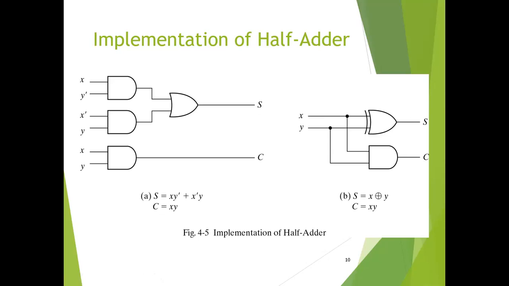It can also be implemented with an exclusive OR and an AND gate, as shown in this part B of the implementation of the half adder circuit. X and Y are exclusive ORed, which will give us the sum output bit, and X and Y are ANDed, which will give us the carry output. And this is the implementation of the half adder using those equations derived from the truth table.